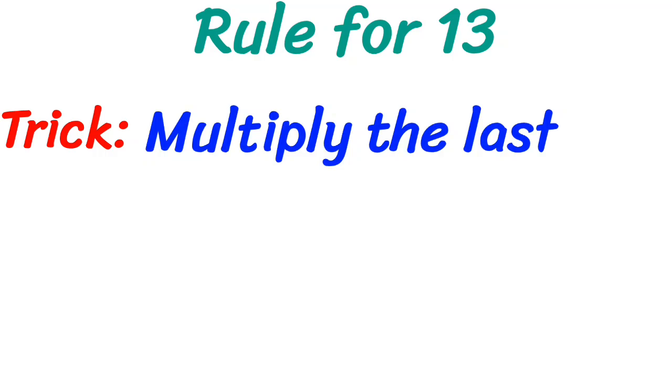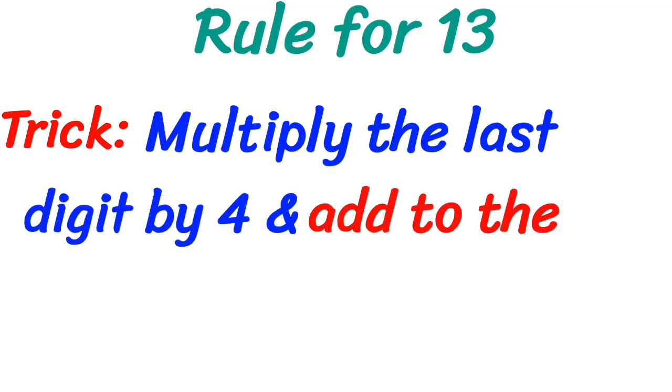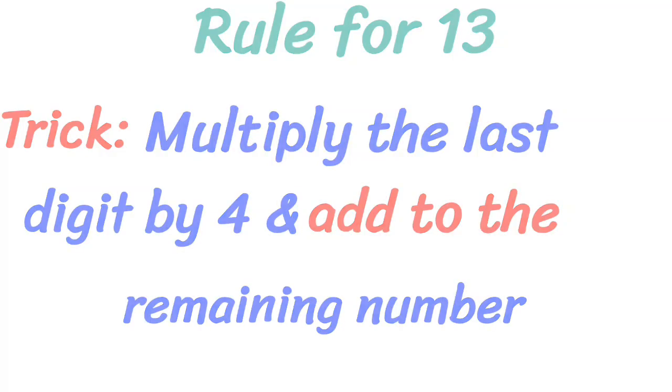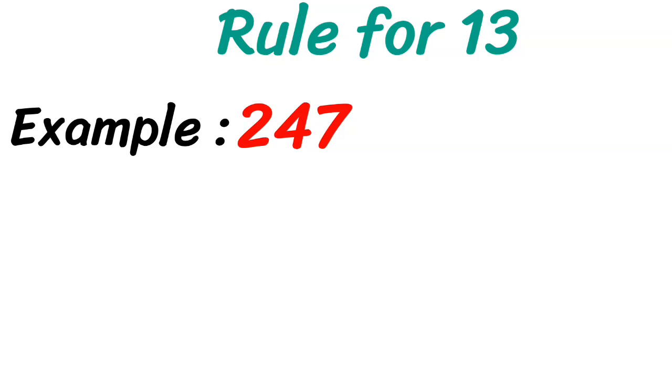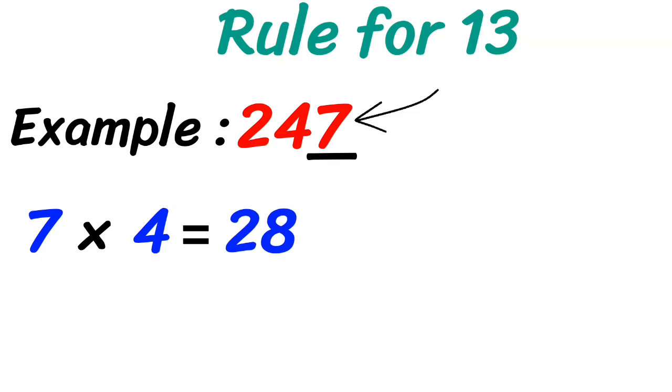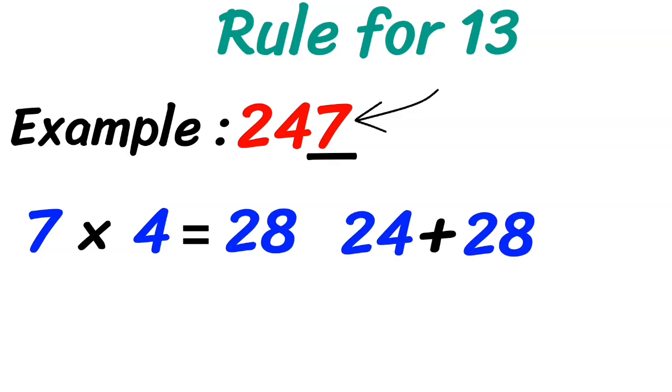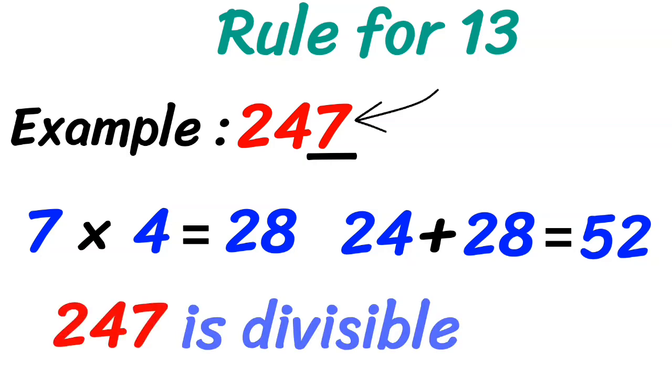Rule for 13. For 13, use this trick. Multiply the last digit by 4, add to the remaining number. Example, 247. The last digit is 7. 7 times 4 is 28. 24 plus 28 equals 52. 52 is divisible by 13. Therefore, 247 is divisible by 13.